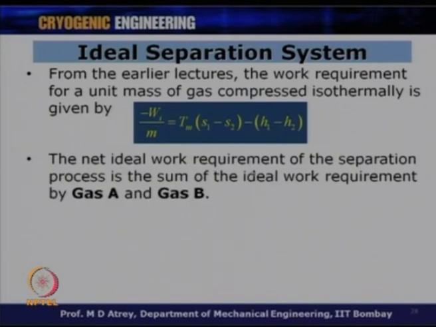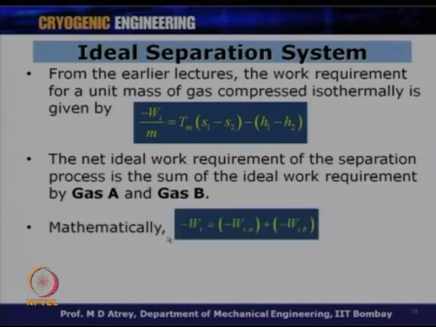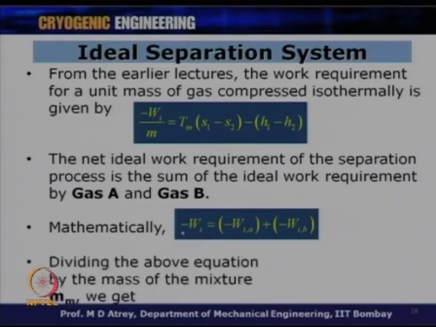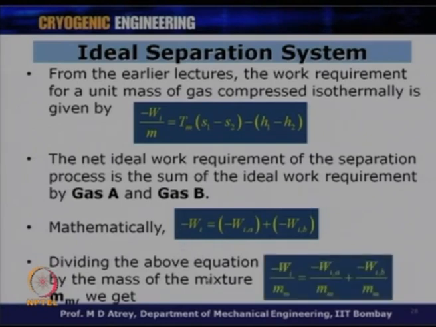The net ideal work requirement of the separation process is the sum of the ideal work requirements for gas A and gas B. So, I can write mathematically that Wi is equal to Wia plus Wib. The total work of separation is equal to the work of separation of gas A plus the work of separation of gas B, and dividing by m dot, I get Wi by mm equals Wia by mm plus Wib by mm, where mm is nothing but the mass of the mixture.